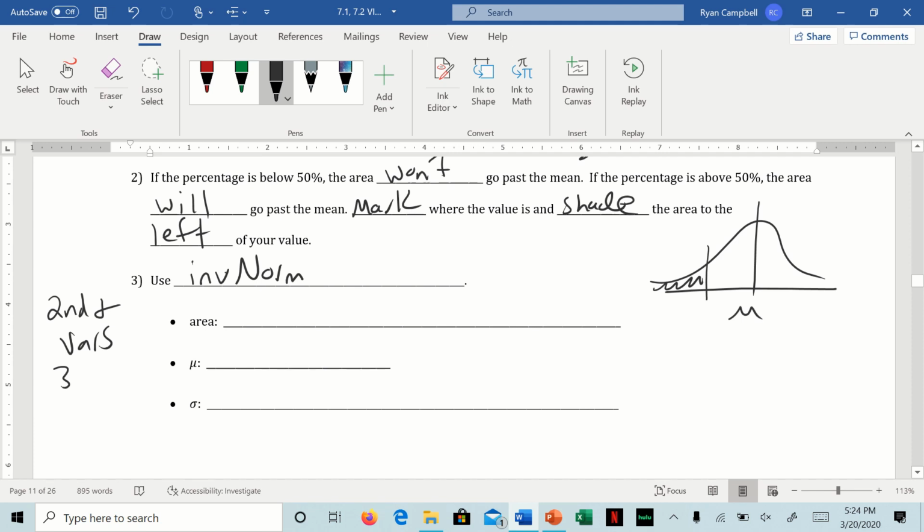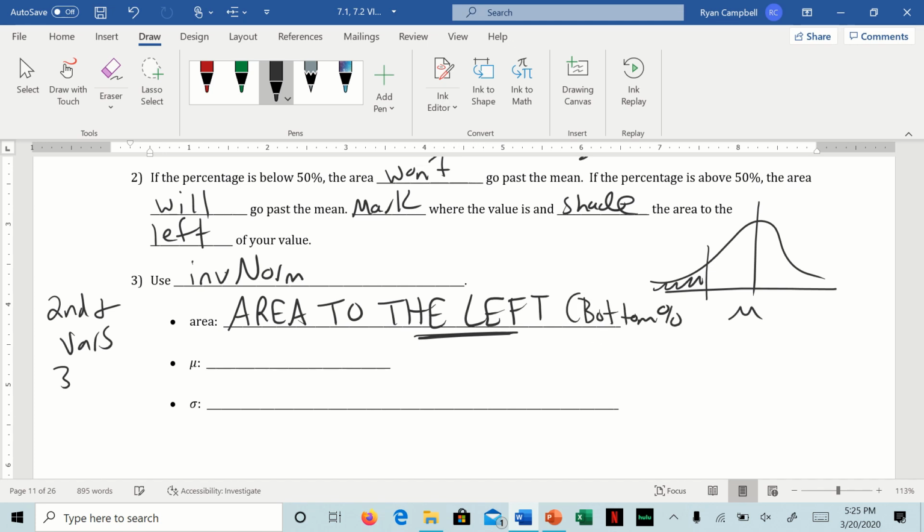Now, here we go. Area, mu, sigma. So everybody should write this down. This is super important. It is not just area. It is the area to the left. Area to the left. Where is it? To the left. Where is it? To the left. Think Beyonce, right? To the left, to the left. Which also happens to be the bottom percent.